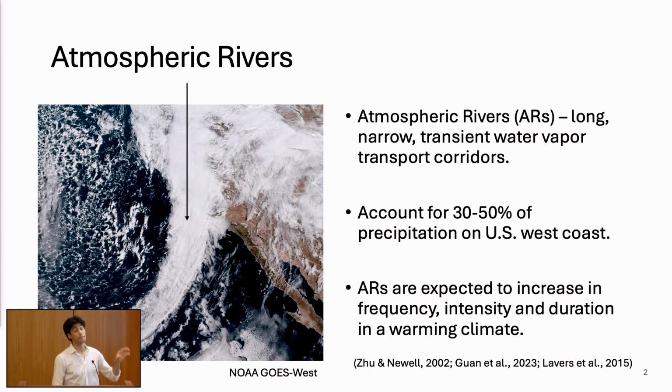They're very important for our climate system, especially here on the US West Coast, where roughly 30 to 50% of all precipitation events are attributed to ARs. And 40% of the Sierra Nevada snowpack is also attributed to ARs. And anytime you see any sort of flooding in some of California's river systems, such as the Russian River, it's likely due to ARs as well. ARs are expected to increase in frequency, intensity, and duration in a warming climate. So it's very important that we study how these systems work.